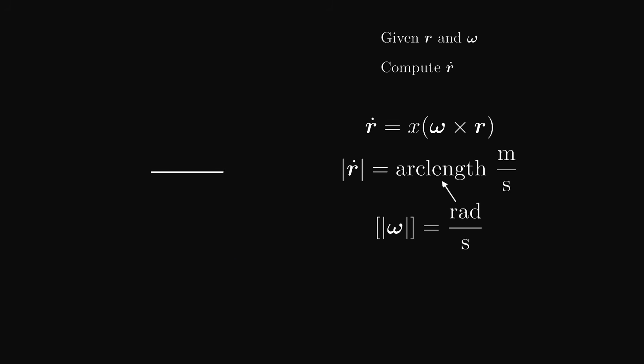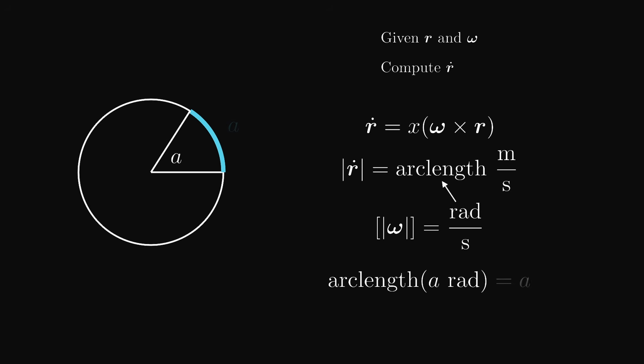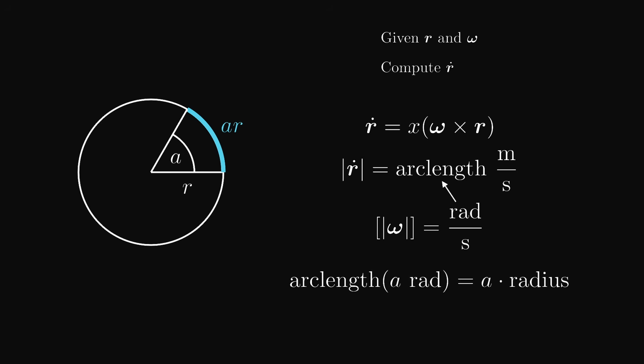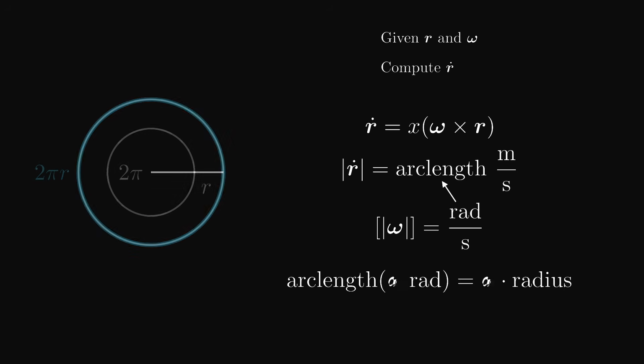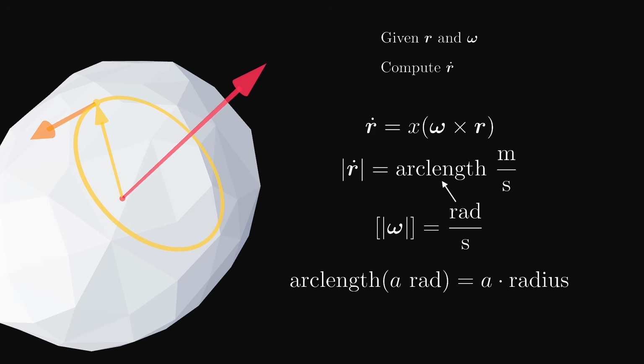This is where the beauty of radians comes to shine, because the arc length of some a radians is equal to a in a unit circle. For a circle with arbitrary radius, a just needs to get multiplied by the radius. Similar to how you compute the circumference of a circle by using 2 pi radians, because that's a full revolution. If we insert the length of omega in here, the result is the arc length that r travels per second, which is exactly what we needed.